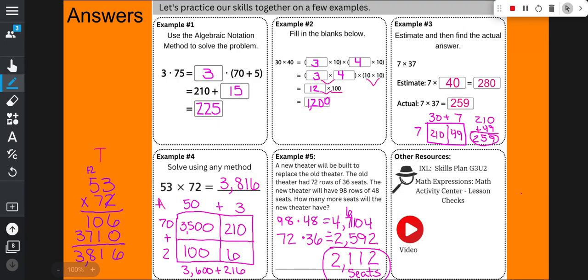And I multiplied the 72 times the 36 and got 2,592. I then needed to subtract these to find out how many more. That's a difference word. We are subtracting. And when I subtract out, I get 2,112 seats.